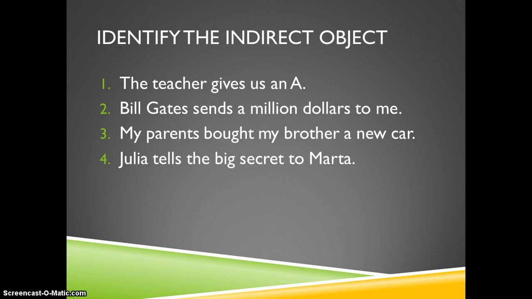The teacher gives us an A. Who does the teacher give an A to? Us. So we are the indirect object. Bill Gates sends $1 million to me. Who does Bill Gates send $1 million to? Moi.